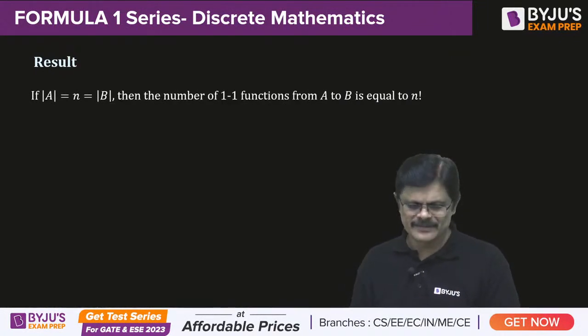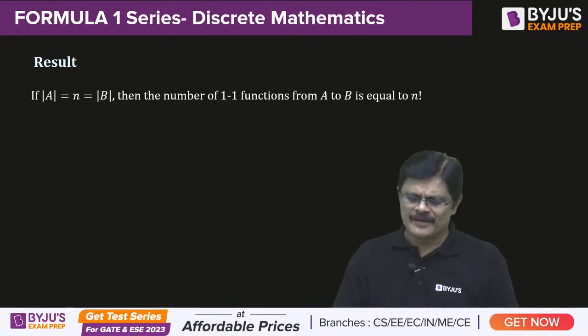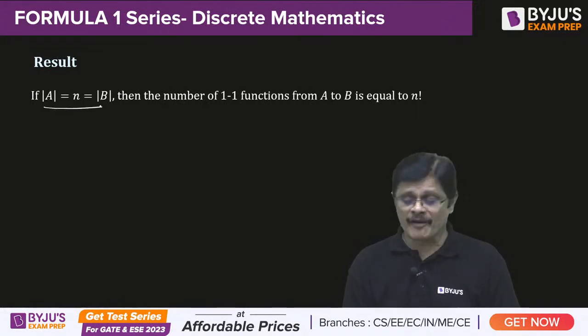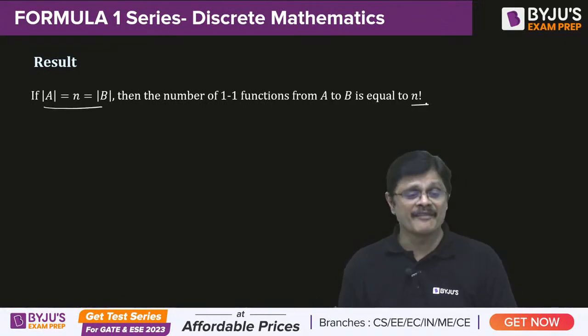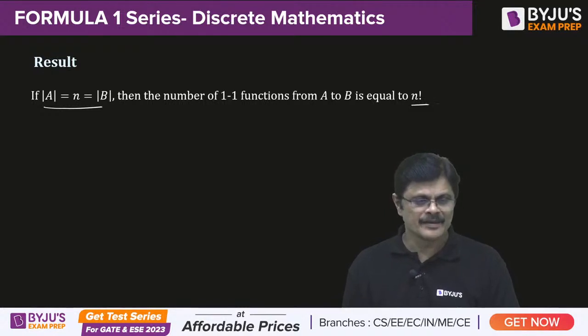Yes. Number of 1-1 functions from set A to set B. That's what I said. When both are equal, number of 1-1 functions is equal to n factorial, my dear friends.